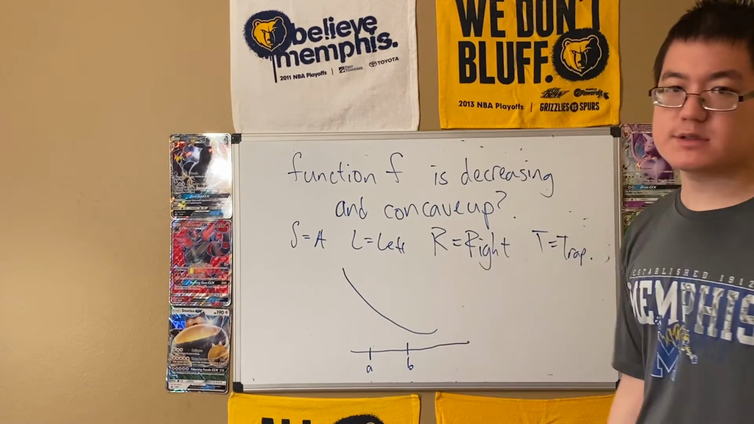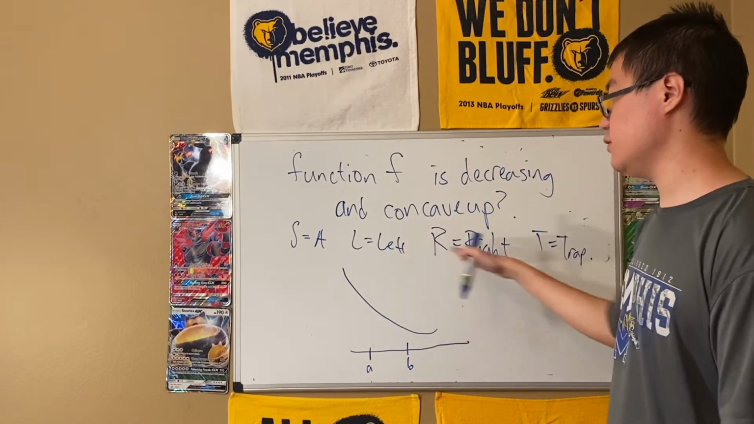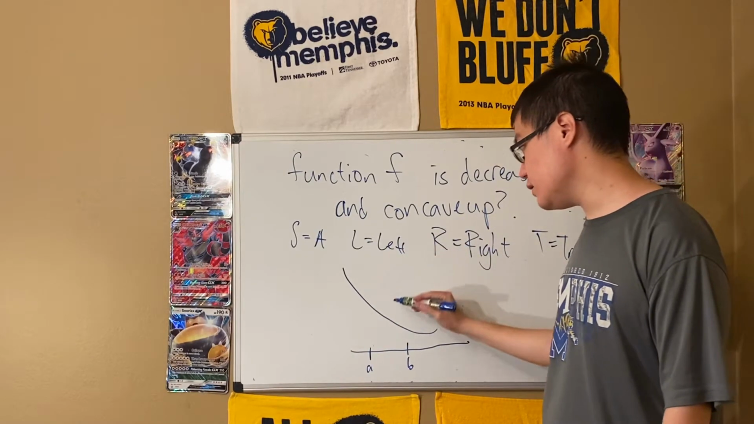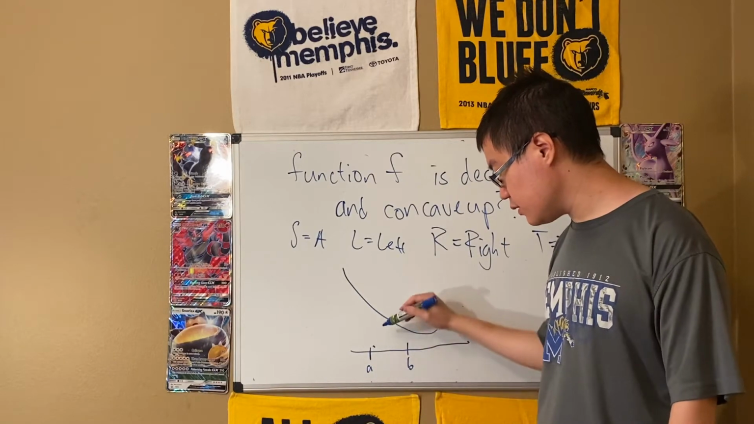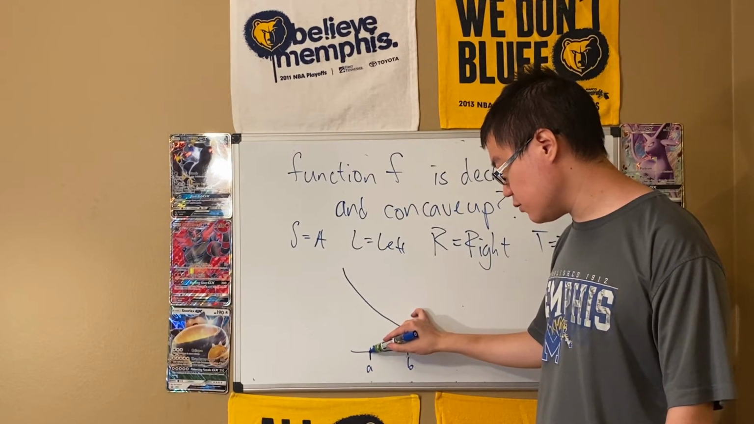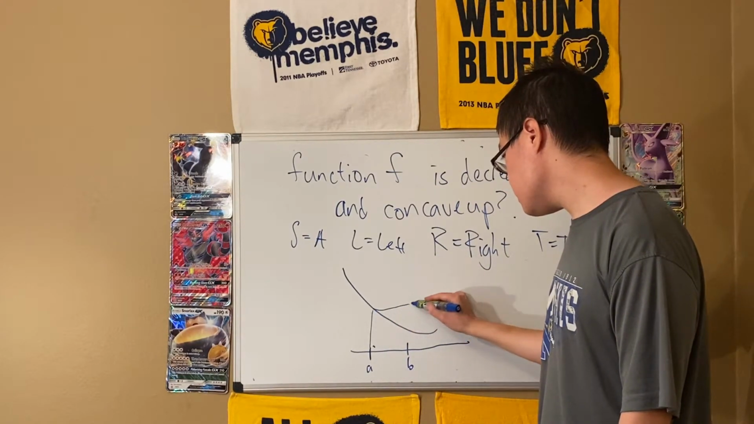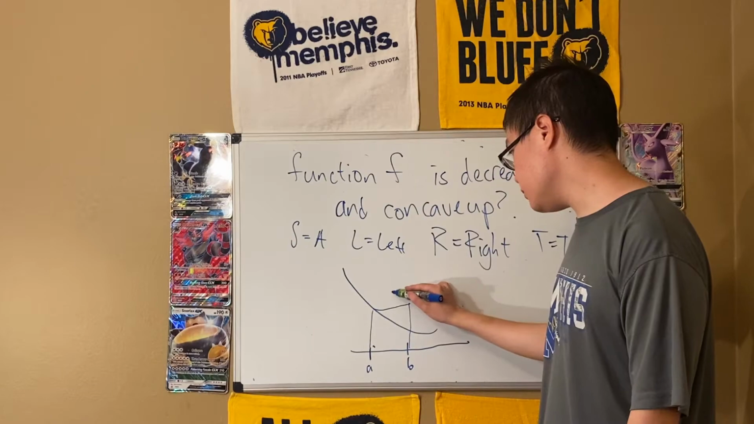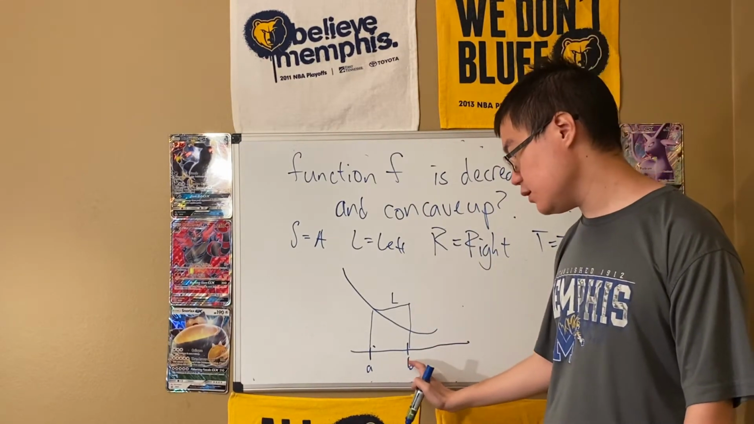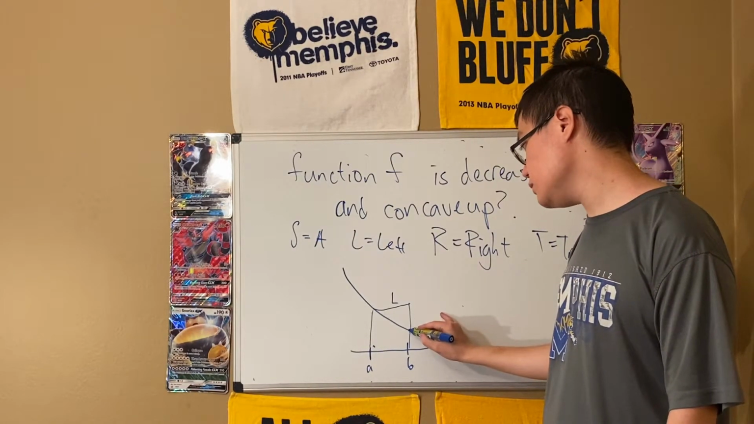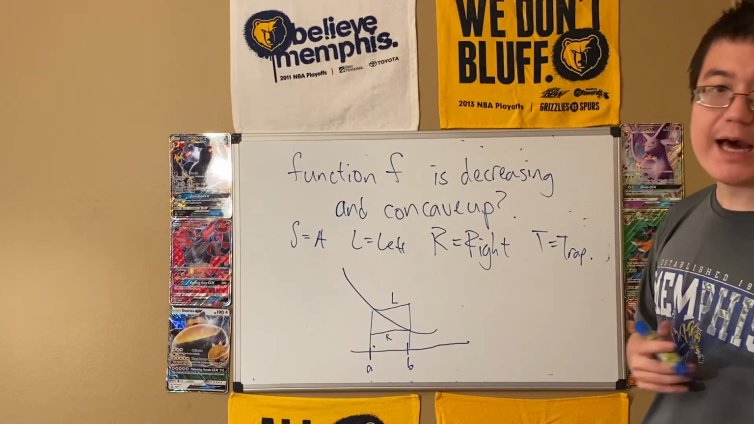And let's take left first. For left, remember that the base of these are always consistent between left and right and trapezoidal. Left means you determine the height by taking the left endpoint, you take that y value, and that's how tall the rectangle is. So it's going to be this tall. Let's label this left. For right, we're going to take the right endpoint, which is b, plug that into the function. So it's going to be this tall. This is right.